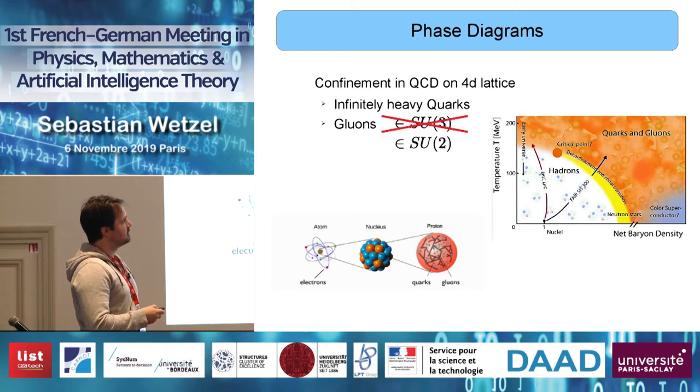So what is this confinement-deconfinement phase transition? This is what happens when we go from here to here, so that all the quarks and gluons find together to build a stable nuclei where quarks and gluons don't fly away again.